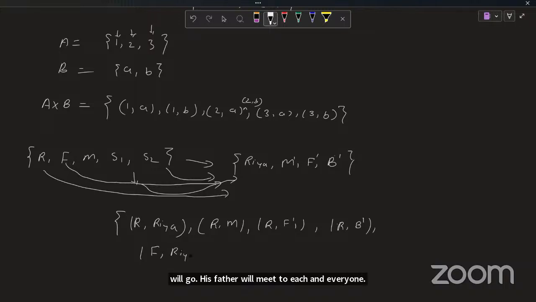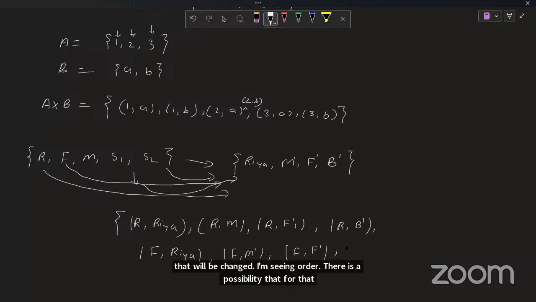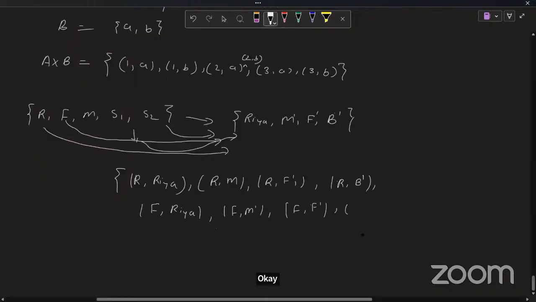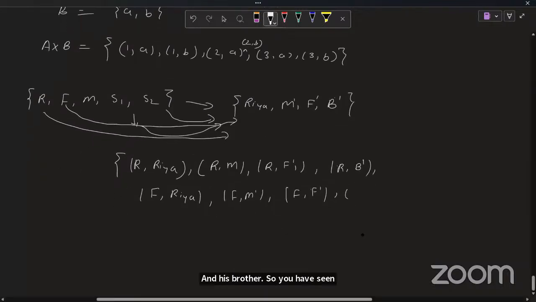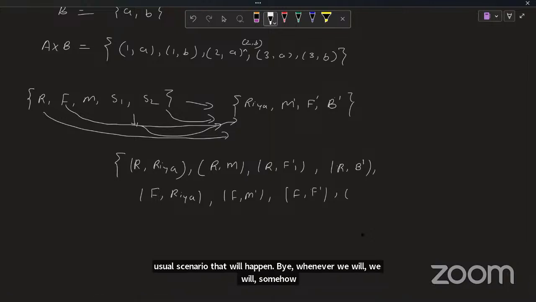Then Ria will say namaste, namaste Sasurji, kind of thing. Then the father will meet her mother, namaste Samdhanji. Then the father will meet her father. The order may change. There is a possibility that the father will first meet her father and her brother. So you have seen this. This is the usual scenario that happens whenever someone gets married. This is the way they introduce their families.